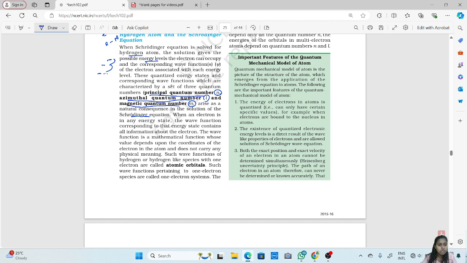Now, when an electron is in an energy state, the wave function corresponding to that energy state contains all the information about the electron. The wave function is a mathematical function whose value depends upon the coordinates of the electron in the atom and does not carry any physical meaning. This part is not important.